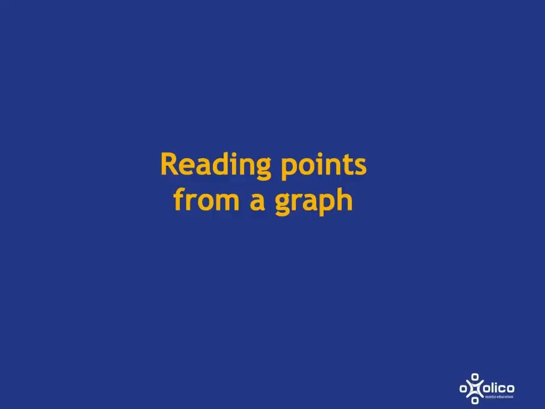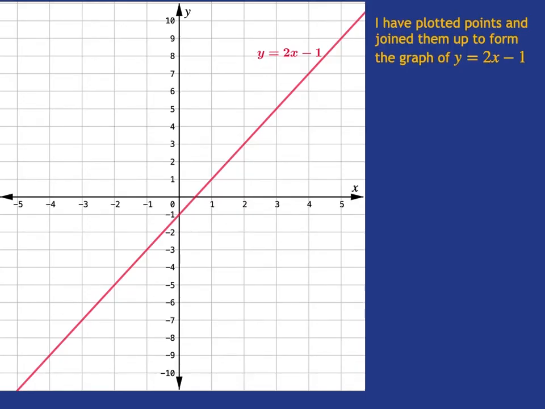We can have a look at reading points from a graph. So here I have the graph of y equals 2x minus 1. I've already drawn it for you. I drew it up by taking some values for x, plugging them into that equation, working out the y, drawing up that sort of table of values, then plotting the points on the graph, joining them up. So I've drawn it for you already.